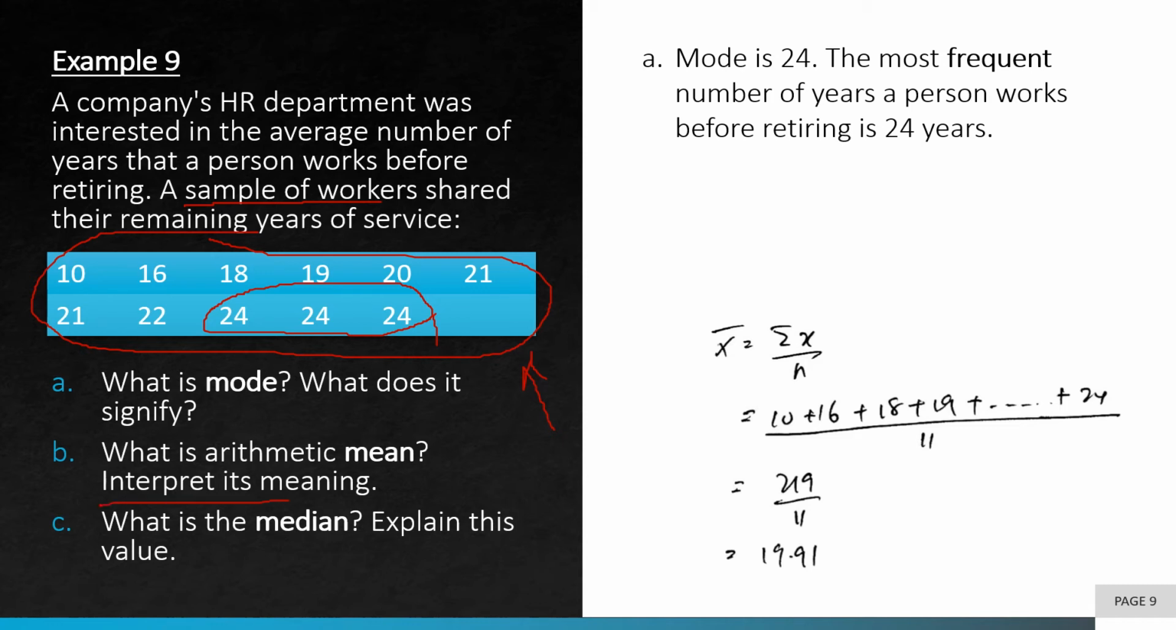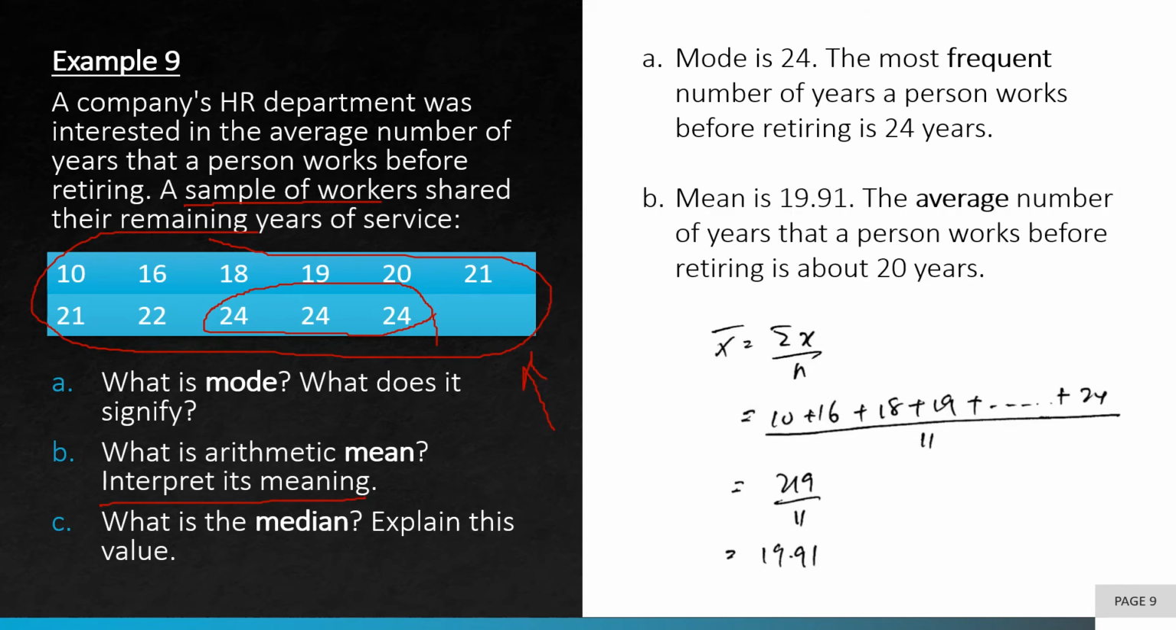Now interpret its meaning. What does it say? The average number of years that a person works before retiring is about 20 years. Of course, you can answer as 19.91 years as well, but if you want to round it up, it's not a problem, but you have to put the word about in front of it, okay?